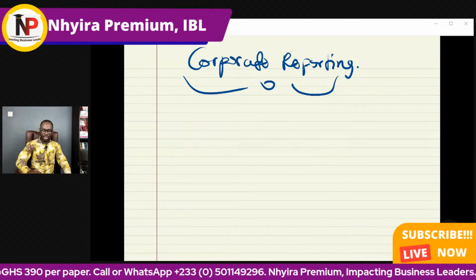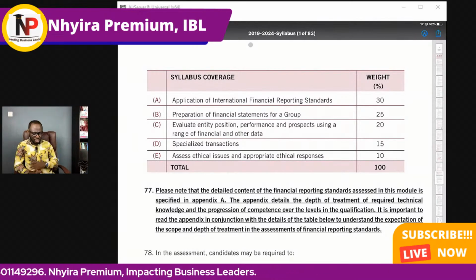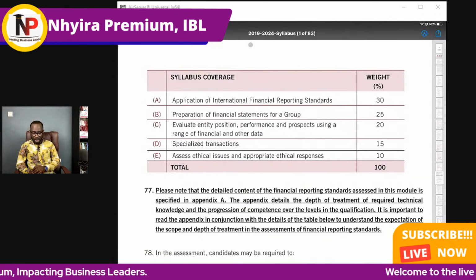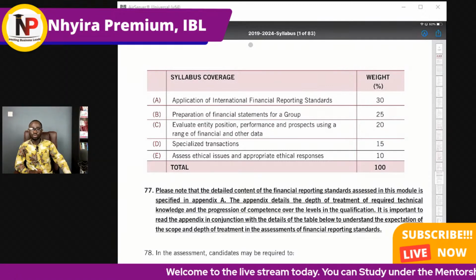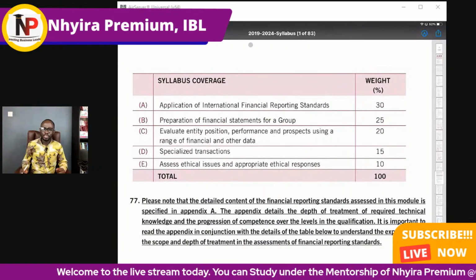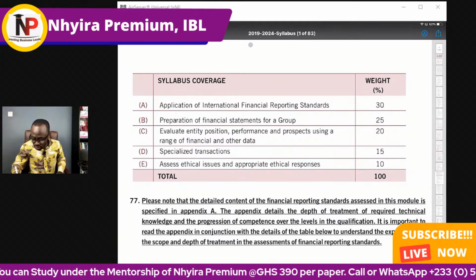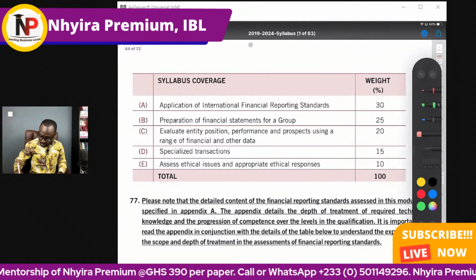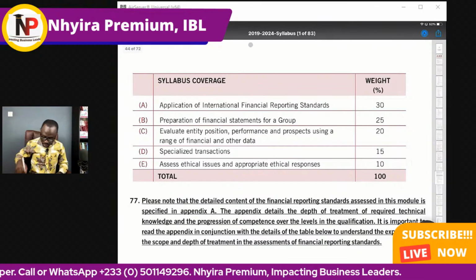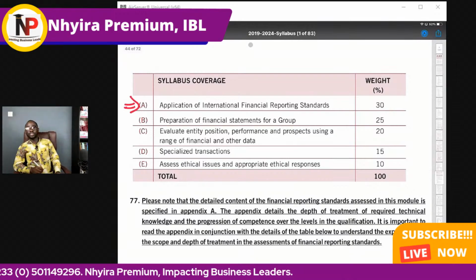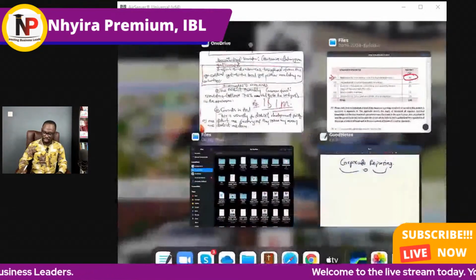But what are the things that are stipulated in the syllabus? As you can see, the syllabus is divided into 5 major areas, and the examiner is going to be bringing questions from these areas as you go into the exam hall. The first aspect, which is fundamental when it comes to corporate reporting, is the international financial reporting standards. Per the syllabus grading, that is 30%, and that is not a joke.